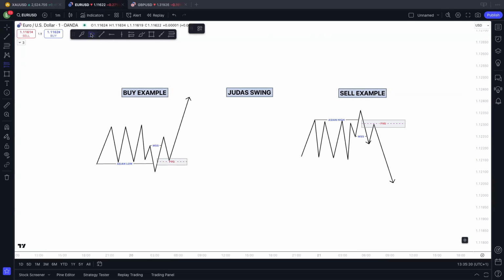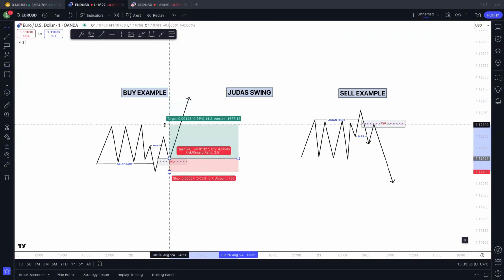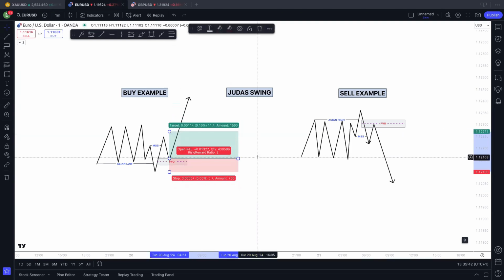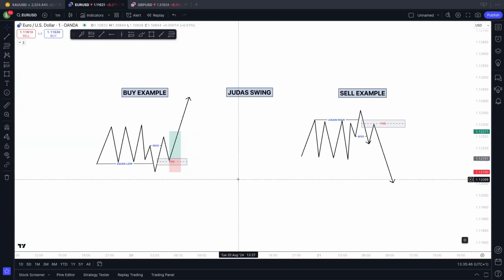We would take our buy from this level, stop loss at the swing low, and then you could aim for Asian highs, or you could just aim for a 1 to 2 consistently. Okay, and this would be your example right here for a buy.